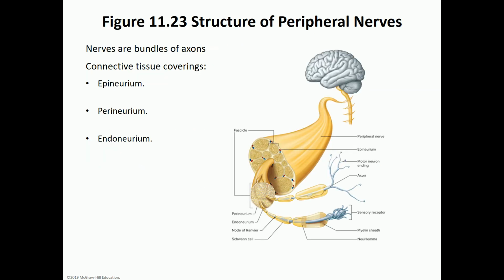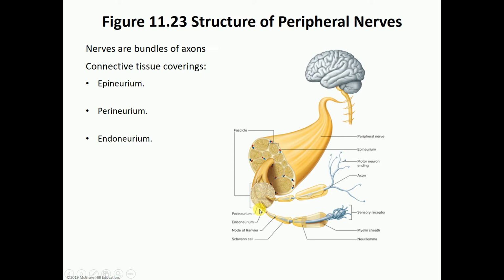The structure of a peripheral nerve. A nerve is made out of a bundle of axons. If you get tons of axons and wrap them together, you will eventually make a peripheral nerve. These nerves need protection, so they are covered with 3 layers of connective tissue. We have the epineurium, which covers the whole nerve from the outside, and then the perineurium, which covers each fascicle, and then the endoneurium, which covers each individual nerve cell.